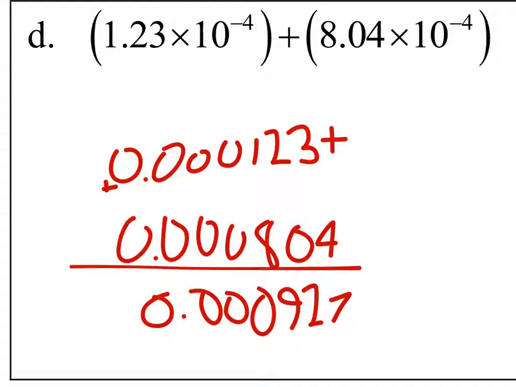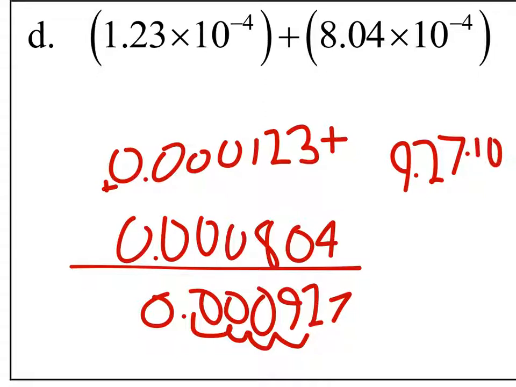And then we gotta, wait, can I change it? Yeah, go ahead. So we're gonna move the decimal 1, 2, 3, 4 places to the right. That's 9.27 times 10. Let's undo that. Times 10 to the 4th. Negative 4th, excuse me. Correct. Boom, easy. Excellent work.